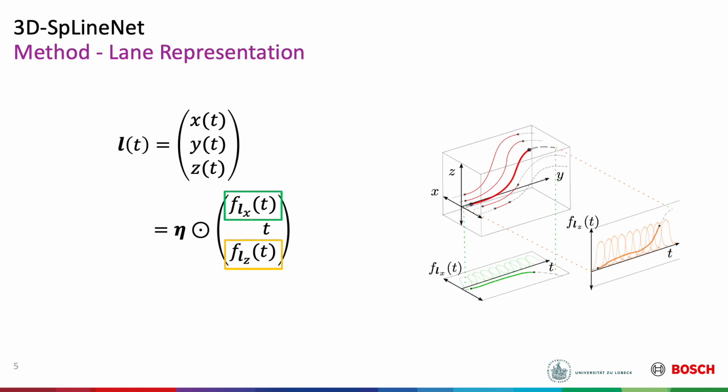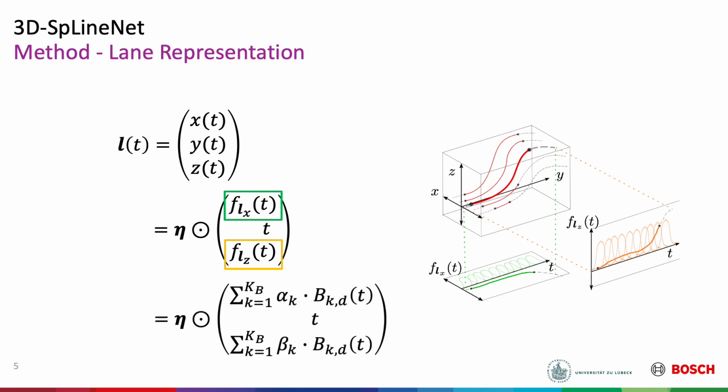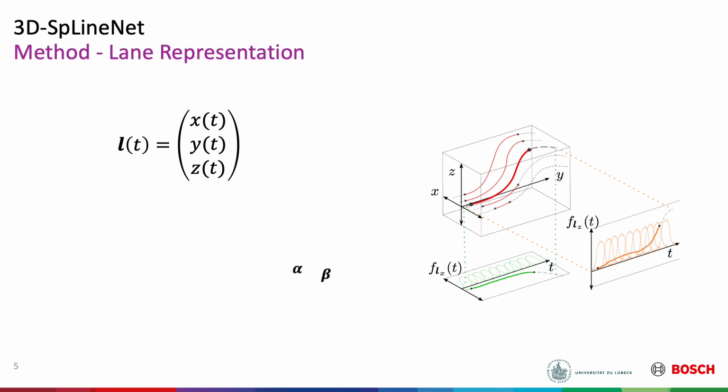For this, we modeled the lateral x and height z direction as parametric functions. Eta is a normalization vector containing the maximum expected range. More precisely, we model x and z using B-splines, where alpha and beta describe the control points. Since we're so far modeling curves of infinite length, we also have to restrict the curve argument to a domain given by the start and end point Ts, Te.